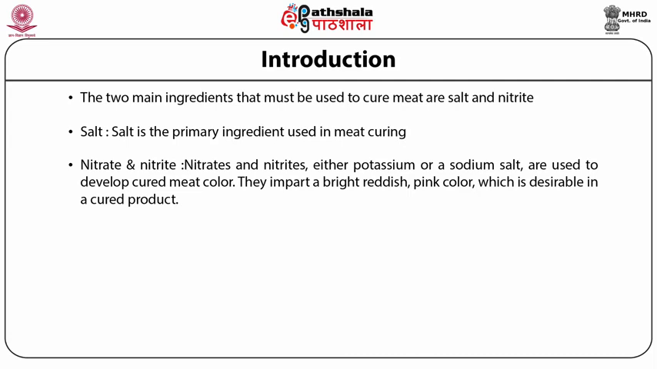Nitrate and nitrite. Nitrates and nitrites, either potassium or a sodium salt, are used to develop cured meat color. They impart a bright reddish pink color which is desirable in a cured product. In addition to the color role, nitrates and nitrites have a pronounced effect on flavor. Without them, a cured ham would be simply a salty pork roast.